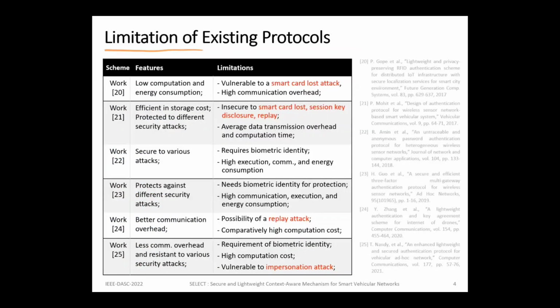We have studied some related work, and we found that these 6 related works are very competitive, and even though they have some features, they are vulnerable to certain attacks. For example, work 20 is vulnerable to smart card lost attack. Work 24 is vulnerable to replay attack, and so on.